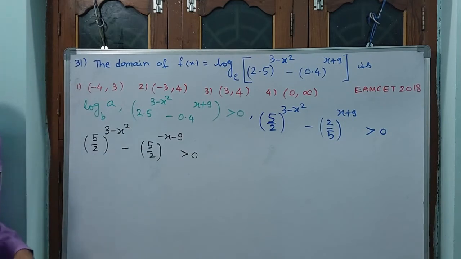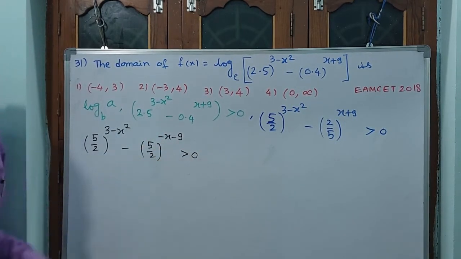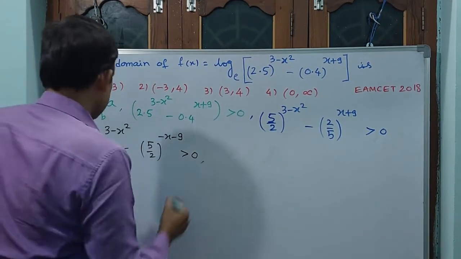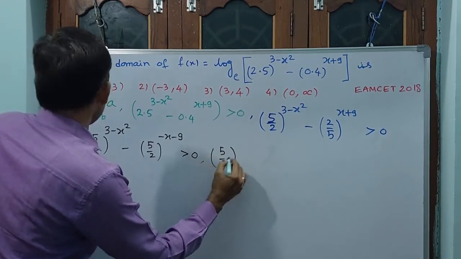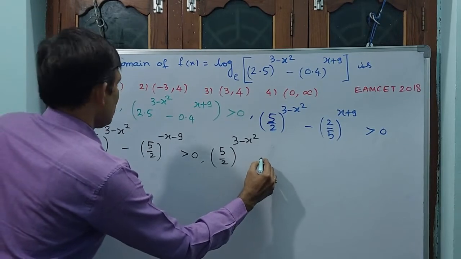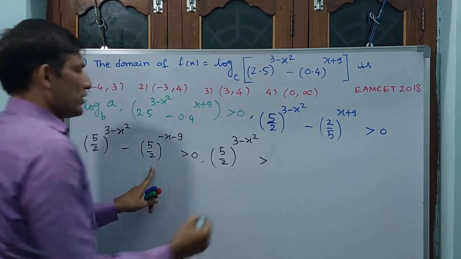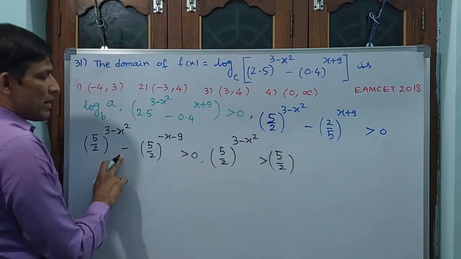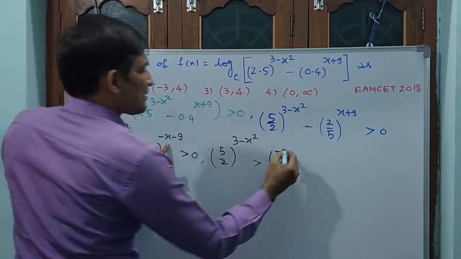Okay? Now you see, minus is there. If I send this side, this is going to become plus. If it is equal to, okay? You think like that. Then you do it. 5 by 2 whole to the power of 3 minus x square should be greater than is there. This side is going minus 1. 5 by 2, see earlier it was minus. If that goes that side, it is going to become plus. Minus x minus 9.